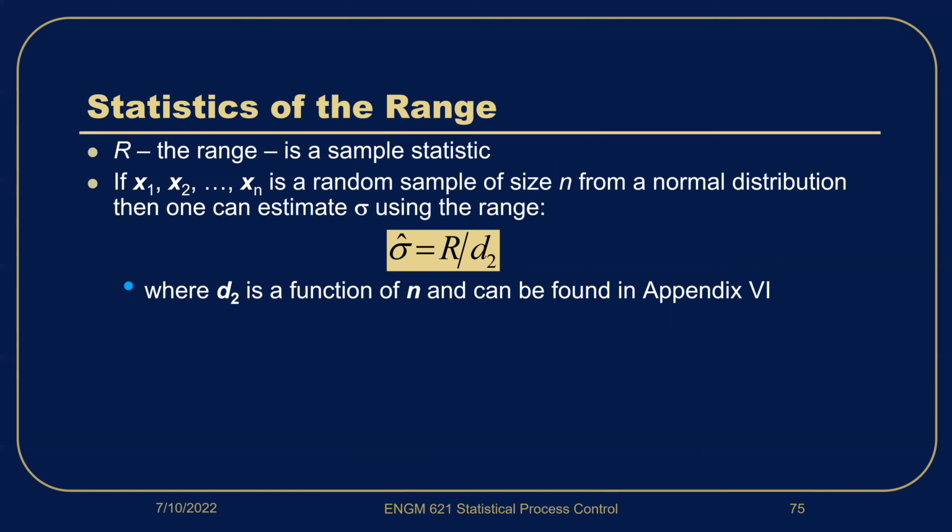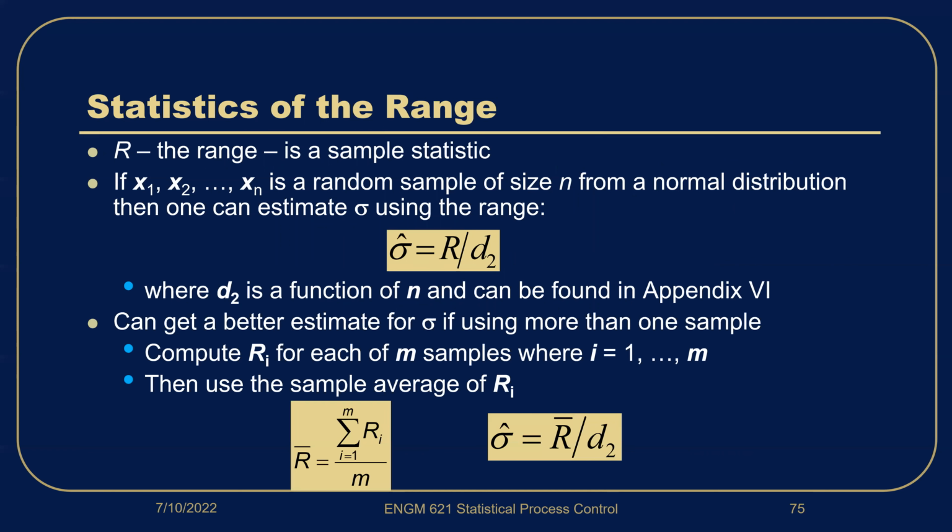There is a relationship between range and standard deviation of a sample, defined under the assumption that this is a normal distribution. That is, the estimated standard deviation is the range divided by d2, where d2 is a function of sample size n and can be found in Appendix 6 of our textbook. Appendix 6 lists the factors for constructing variables control charts.